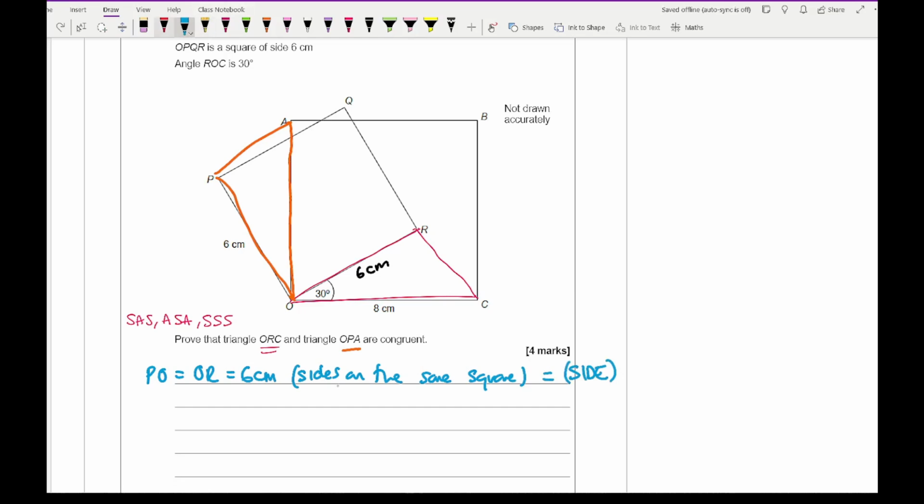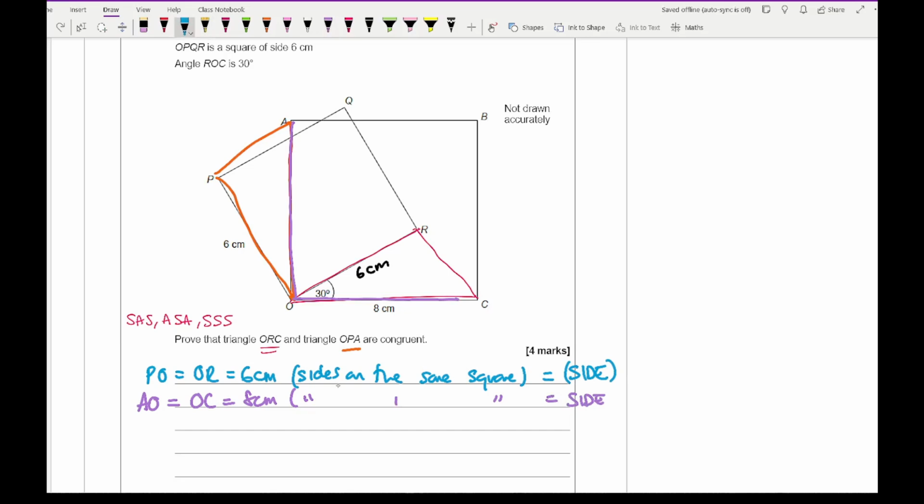Then if I look at the other square, I can see that this length here, which is AO, and OC is 8 centimeters, and again they're sides on the same square. So again, I've proved another side is the same. So the next thing that's left for me to then do is to prove angles.